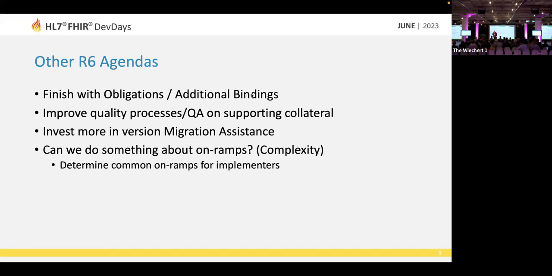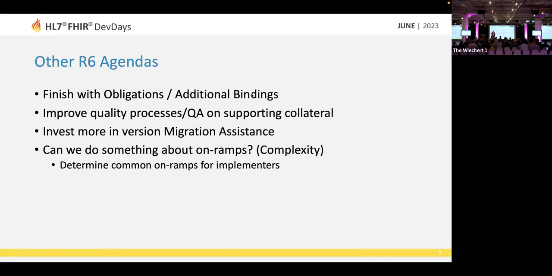We will continue to work on our quality processes in our QA. That's a never-ending process that we can always get better on. We will invest more in version migration assistance. So it's certainly something we're stepping up each time, and I can see that we need to really step that up when it comes to Release 6. Not that I have any idea what that looks like, but we need to do that.